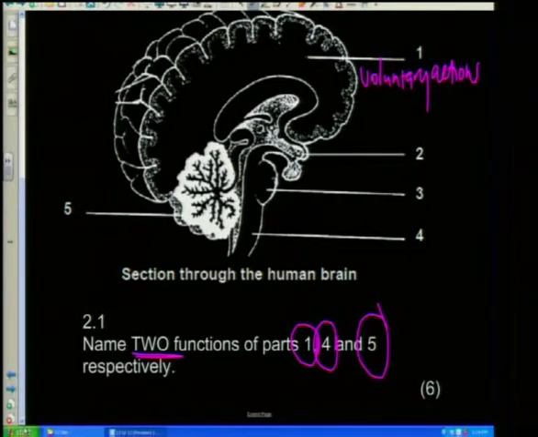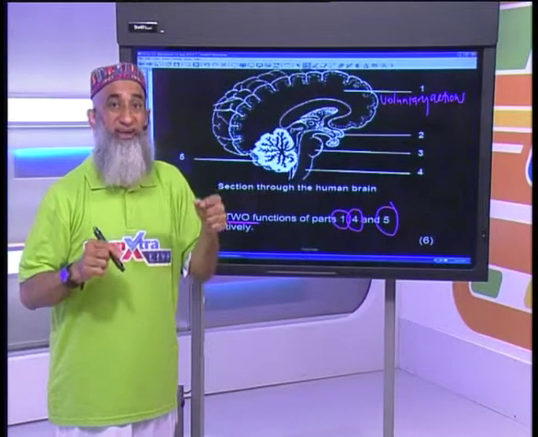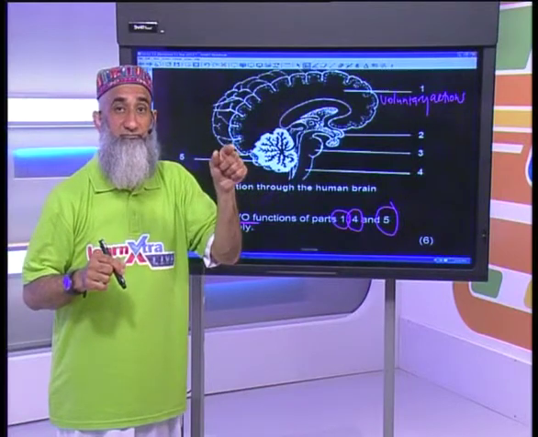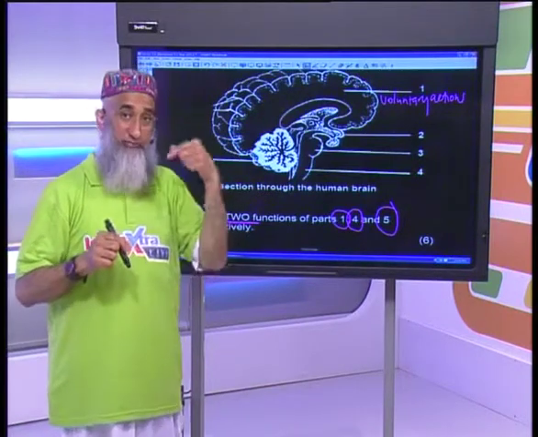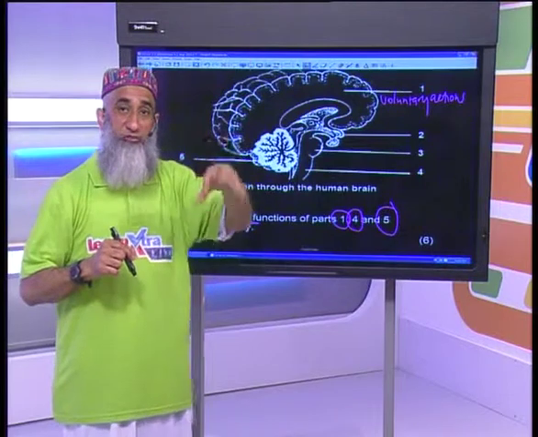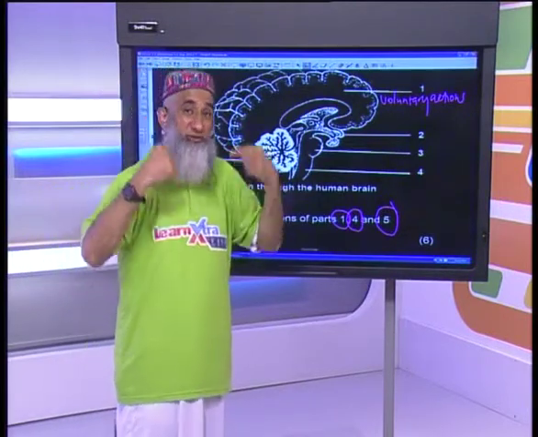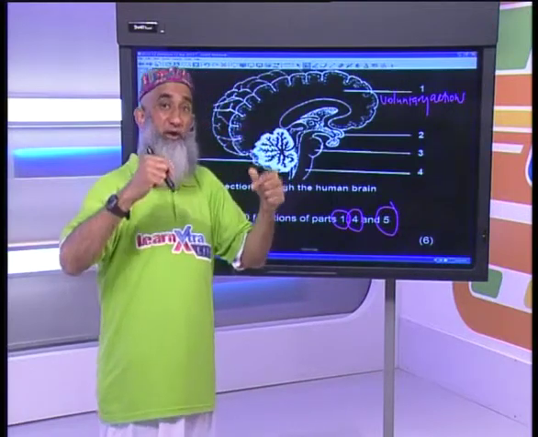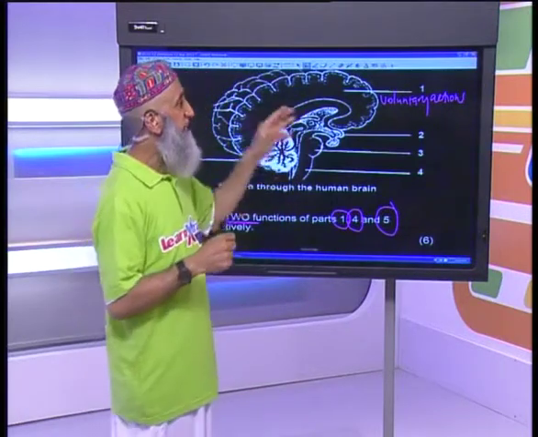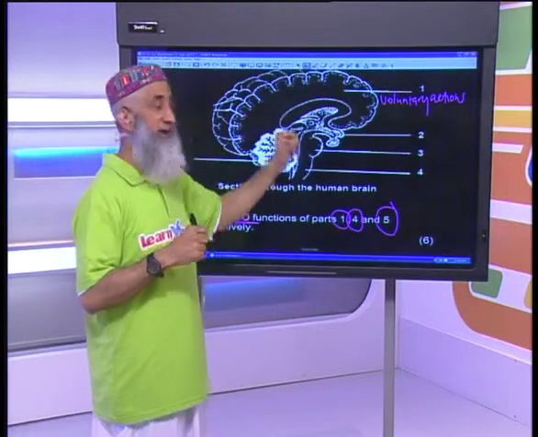The fact that I can talk, I am choosing to talk, or I can choose to keep quiet, or I can start again. Voluntary. I can move my hand, or I can stop moving my hand. These are voluntary actions. That means I am conscious about what I want to do, and I am in control of it. So voluntary actions are controlled by the cerebrum.